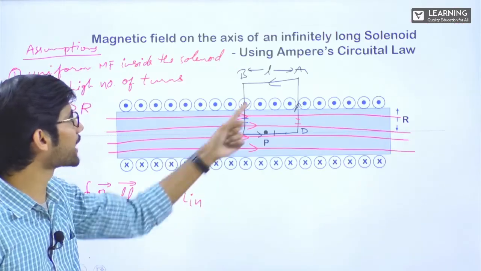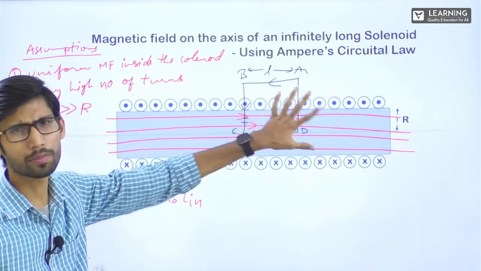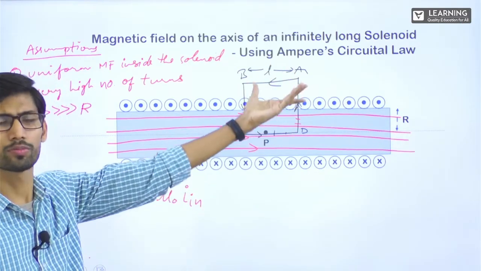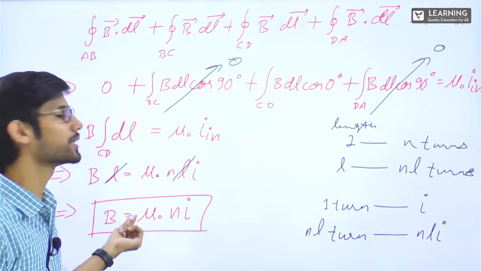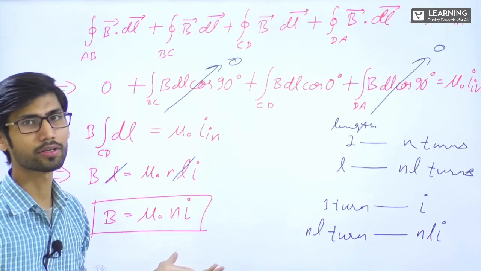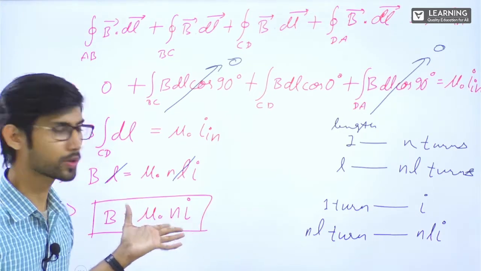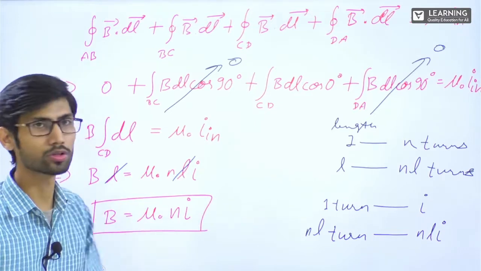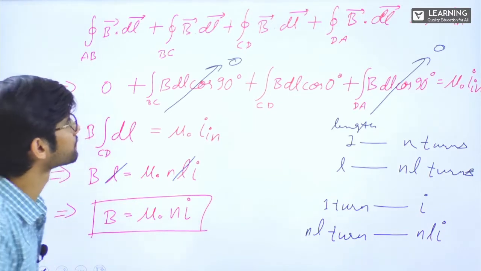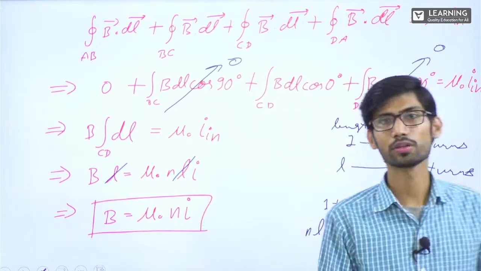See, if you take this direction as opposite, not a problem. In Ampere's loop, you can take any direction. Here a minus sign will come. That will indicate your direction of magnetic field. Okay? So you can just write mod B is equal to mu naught nI. Done.